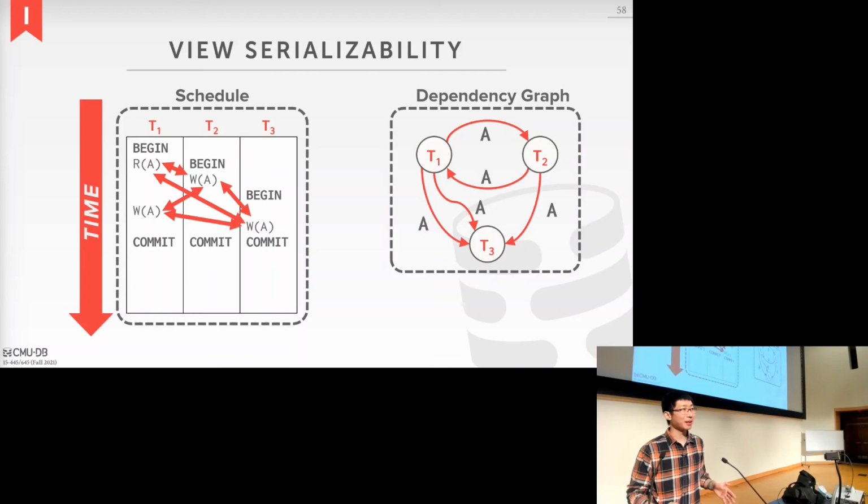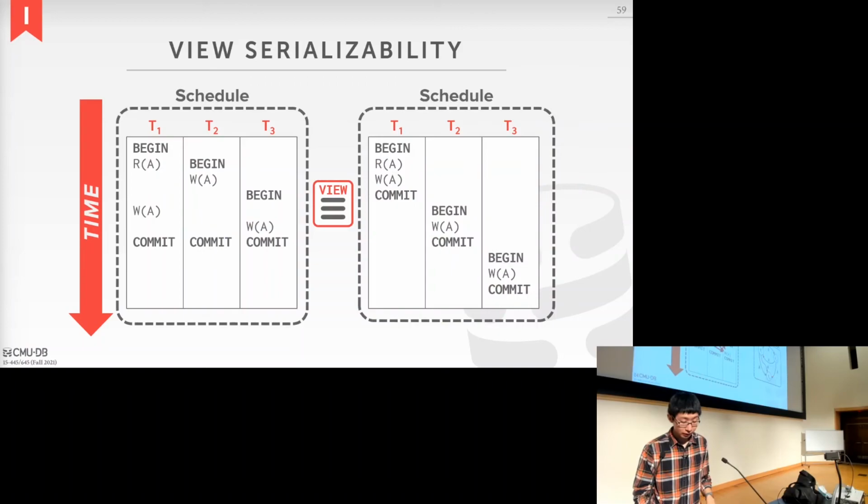So in this case, in terms of the eventual outcome, this could actually be equivalent to, for example, executing T1 first, T2 second, and T3 third. The outcome would be the same, but according to our schedule, this is not allowed. Yeah, essentially that's what it shows here. Make sense? Okay.